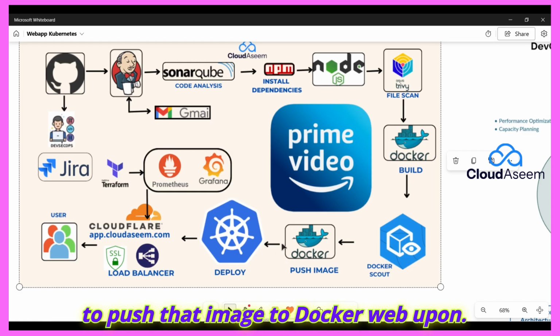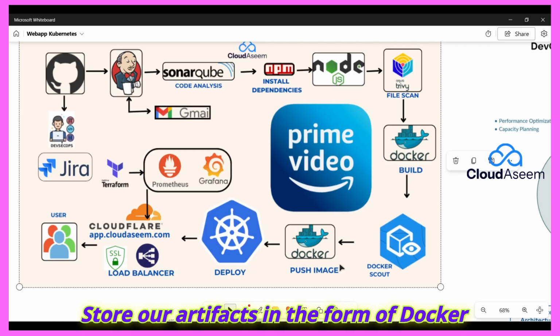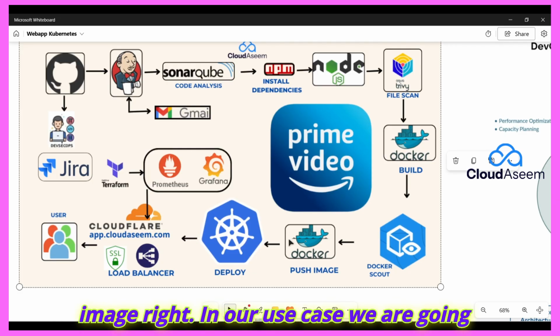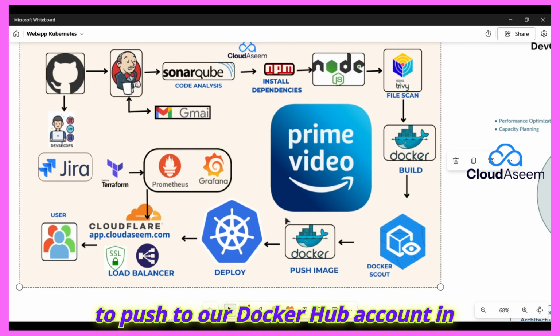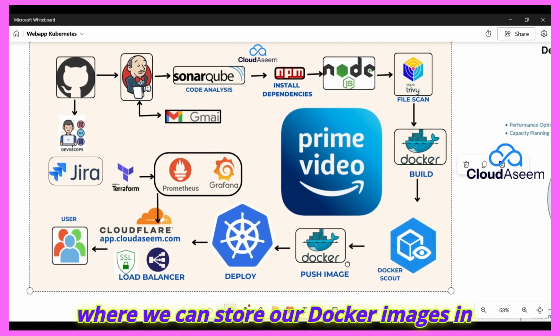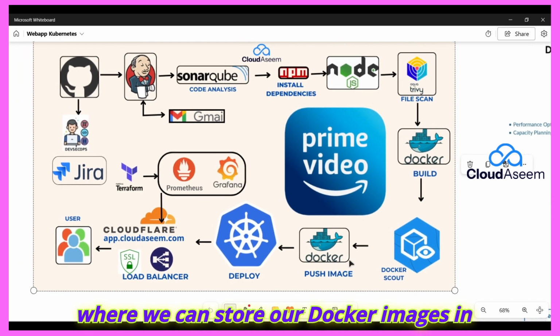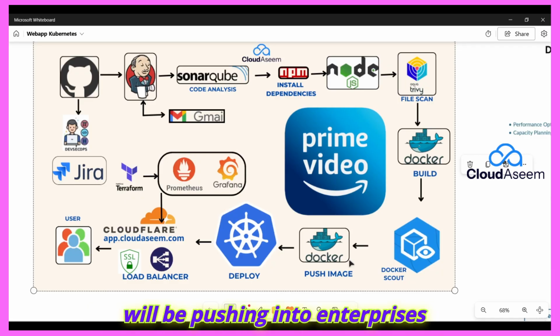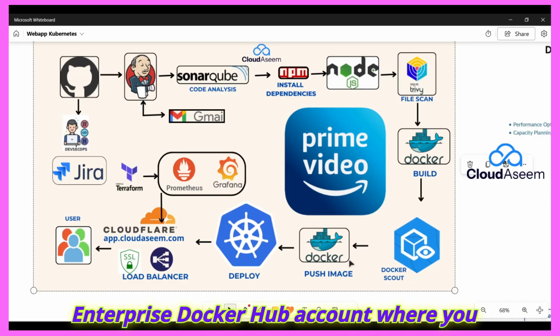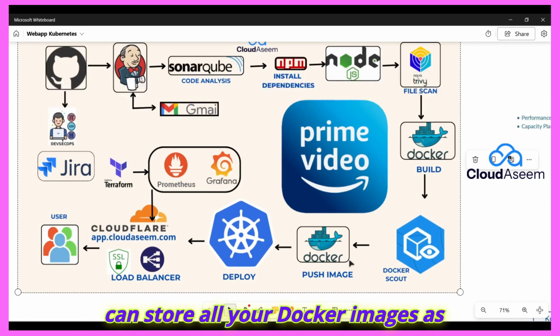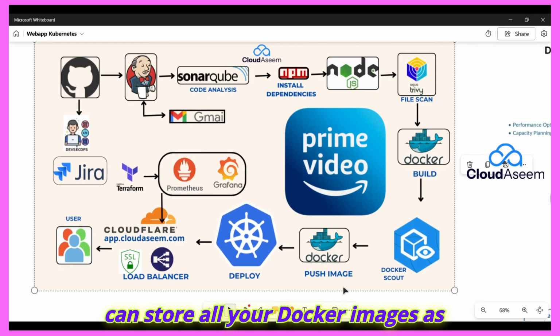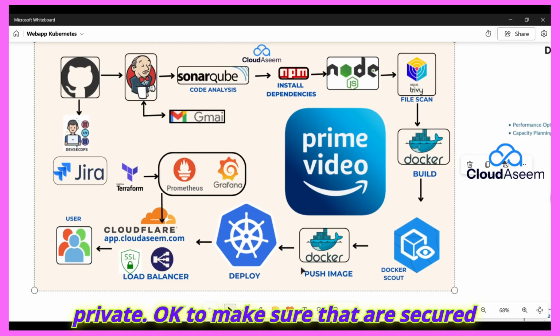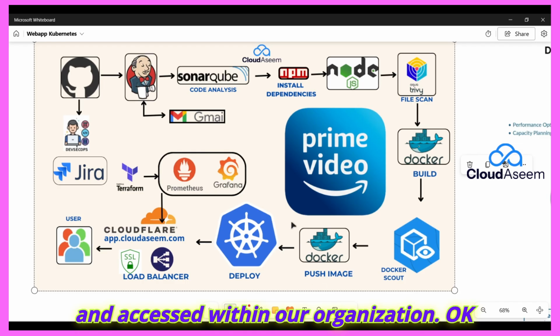After that, we are going to push that image to a Docker Hub account, to store our artifacts in the form of Docker images. In our use case, we are going to push to our Docker Hub account where we can store our Docker images. In real time in an organization, they will be pushing into an enterprise Docker Hub account, where you can store all your Docker images as private, to make sure they are secured and accessible only within our organization.